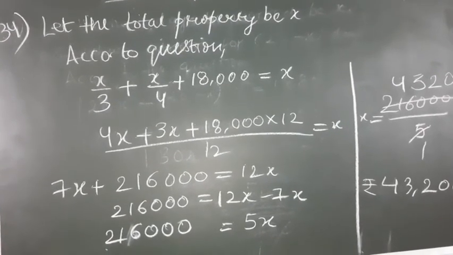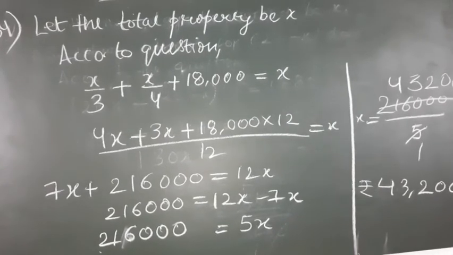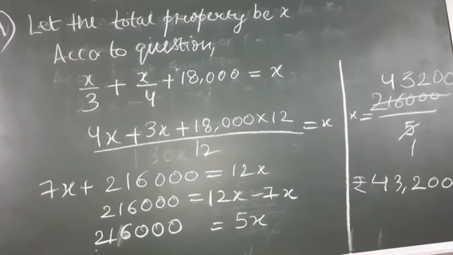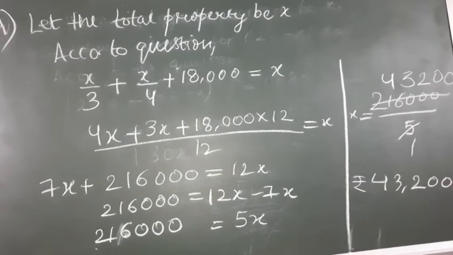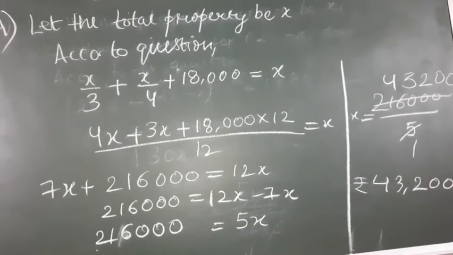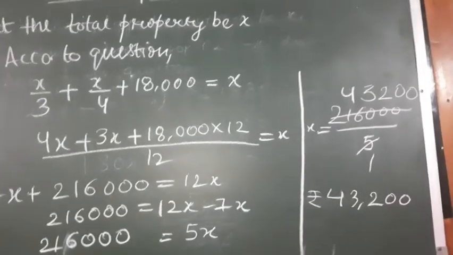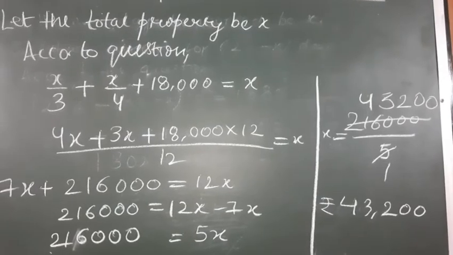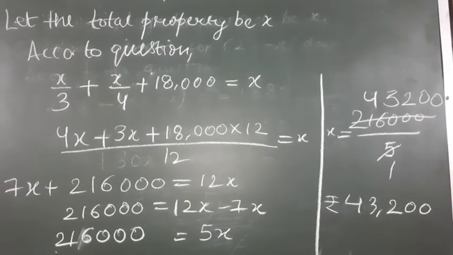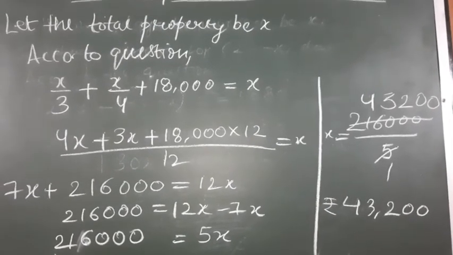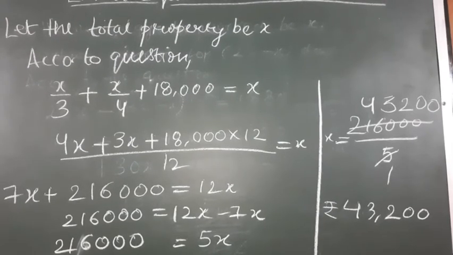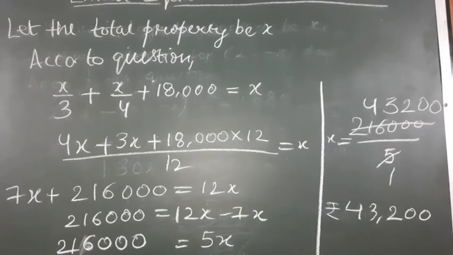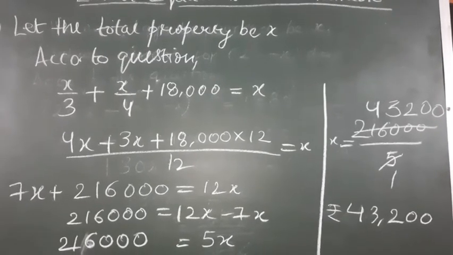So 7x plus 2,16,000 is equal to 12x. Because 12 was in division, once it was sent to the right hand side, it was in multiplication. Now 12 minus 7 is 5x, and once 2,16,000 is divided by 5, the final answer will be 43,200. This is the total property amount because 5 4s are 20, 1 remainder, 5 3s are 15, again 1 remainder, 5 2s are 10, then 5 zeros are 0, 5 zeros are 0. So this is the solution of the question.